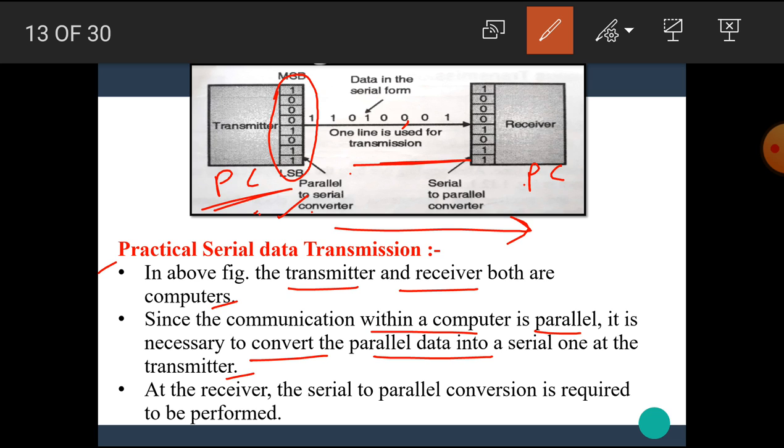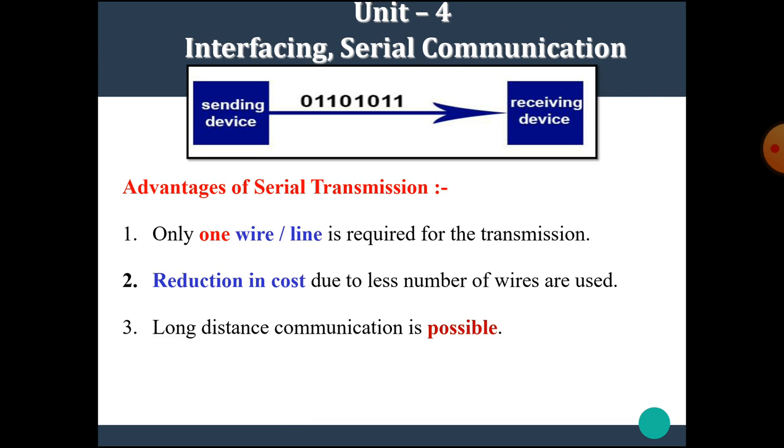The parallel to serial converter converts this parallel data into serial, and this serial data is transmitted over a single line or wire. The receiver is also a computer. At the receiver we require a serial to parallel converter. At the receiver, the serial to parallel conversion is required to be performed. I hope you all understand the process here.